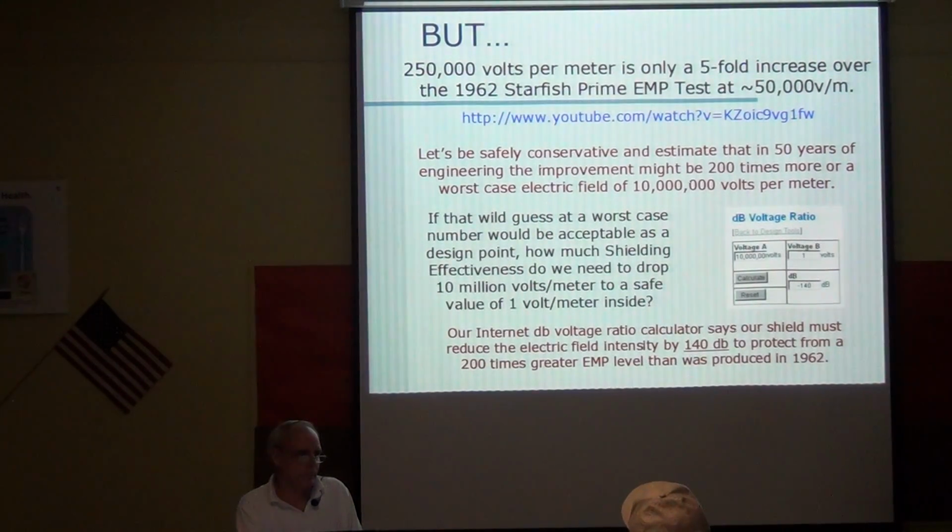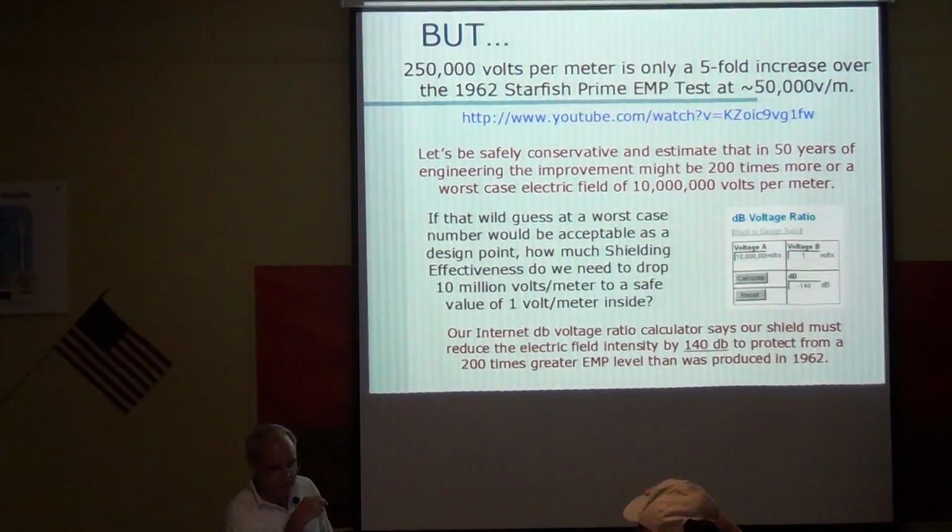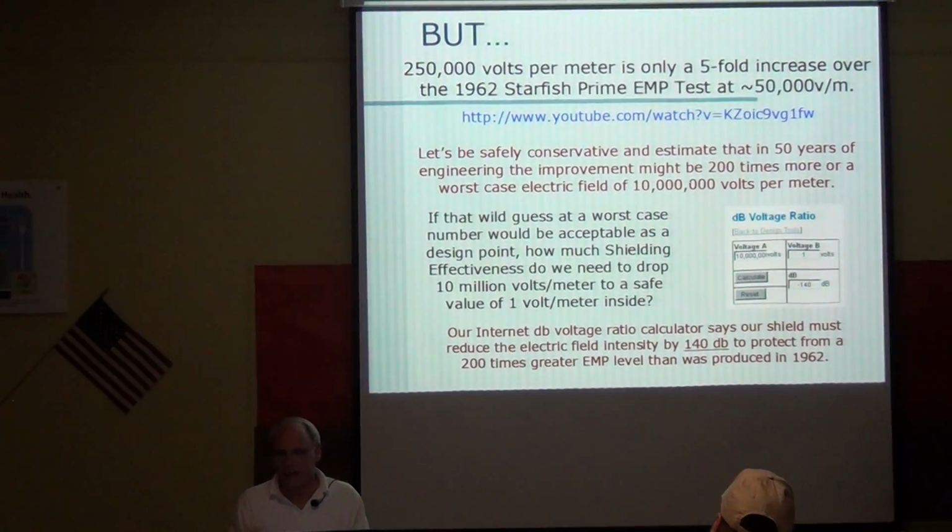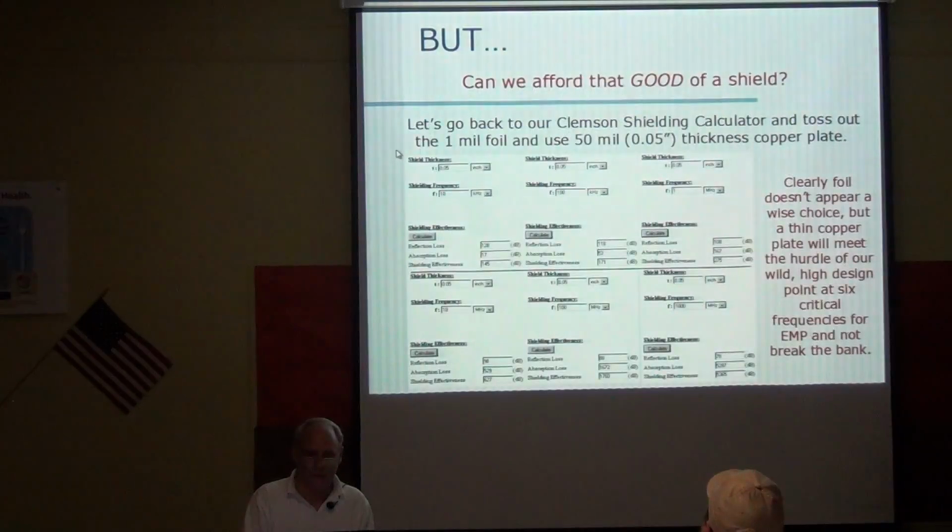So if we go on the internet and pick up a voltage ratio calculator, we put in 10 million volts, and what we want to do is raise the shielding effectiveness up to where we drop 10 million volts of intensity to a safe 1 volt per meter actually inside of our shield. Okay, so what that says is that I need to have 140 dB of shielding effectiveness to be able to protect my electronics from an EMP pulse based on just a wild guess. So the question is, can we afford that good of a shield?